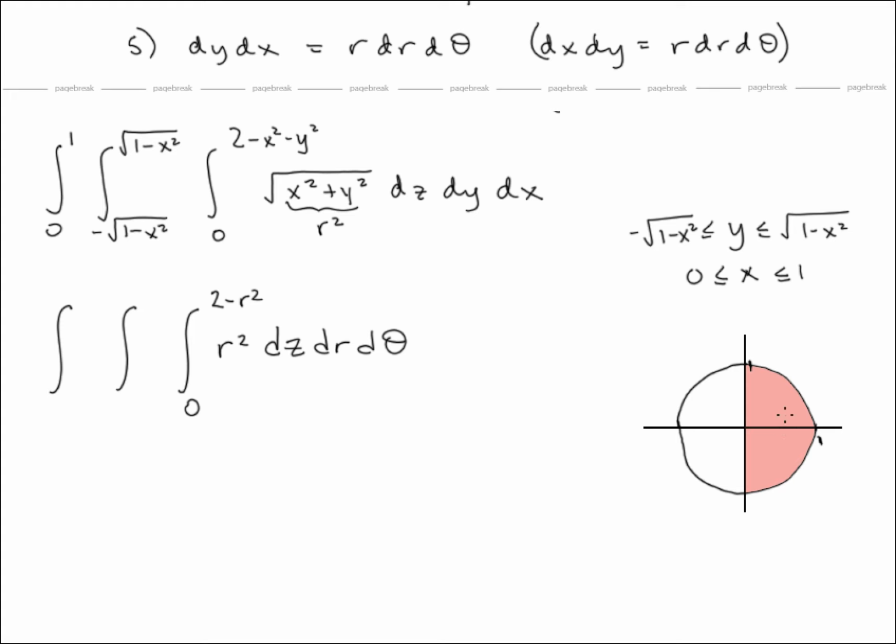So now we need to describe this in polar coordinates. So because it's a unit disk, we know that r is going from 0 to 1. And then theta, we want only quadrants 1 and 4. So the easiest way to describe this would be to say theta from negative pi over 2 to pi over 2.